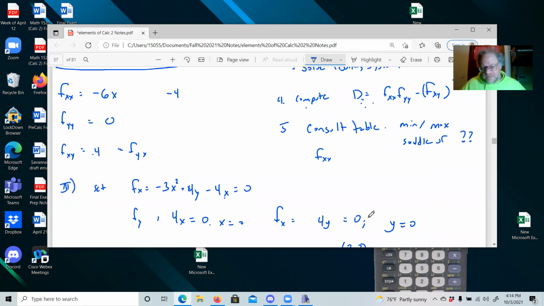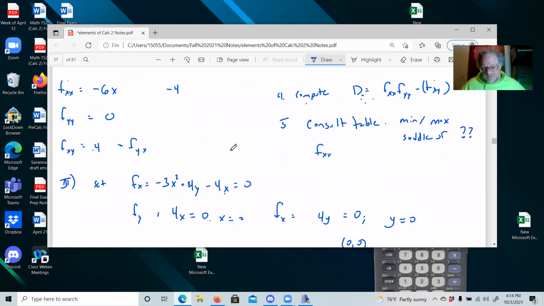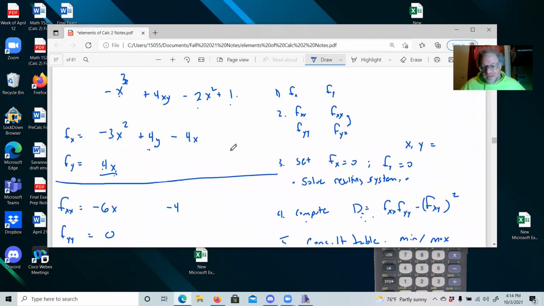That's the one point that solved both of these equations here, made them both true at the same time. That's what we want.